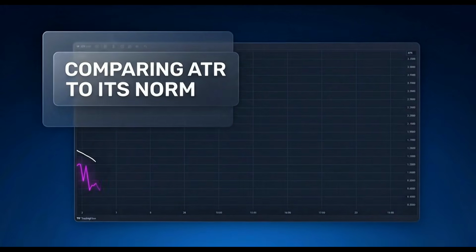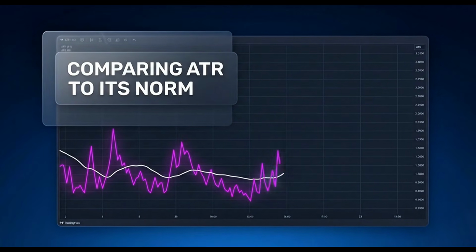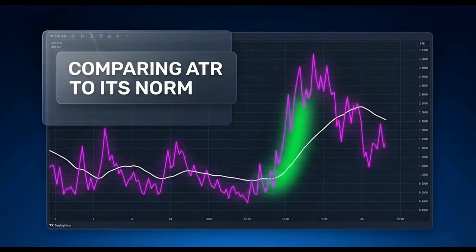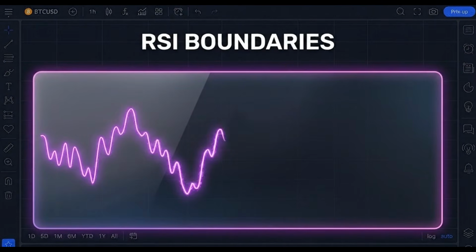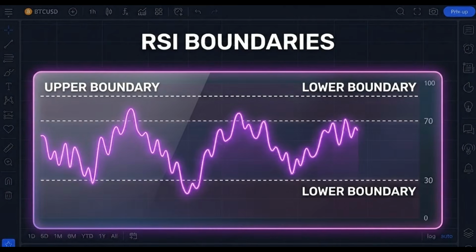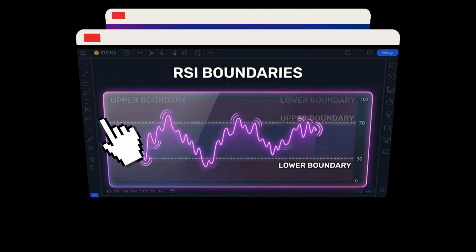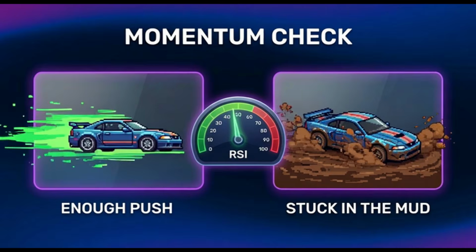It compares ATR to an ATR moving average. Think of it like, is volatility expanding or contracting relative to its norm? Then it uses RSI boundaries. RSI is basically a momentum oscillator, and here it's used as another condition to decide if the market has enough push or if it's stuck in the mud.